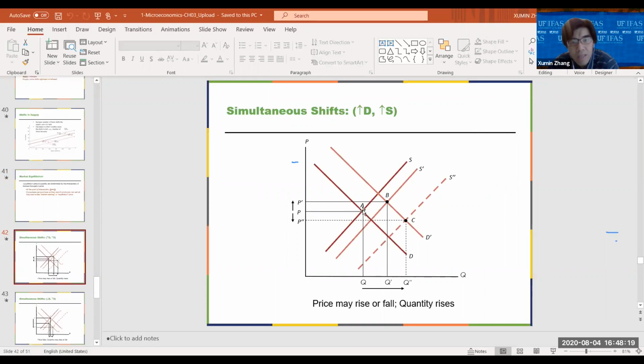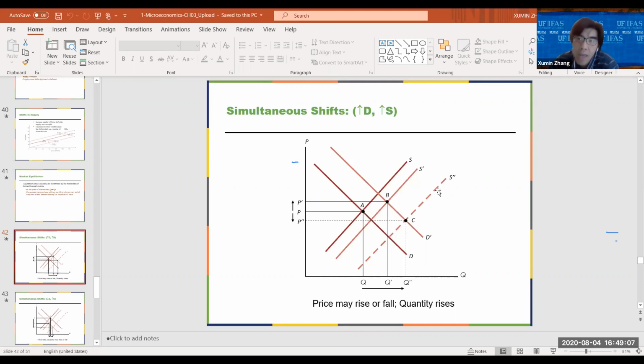If we have A, let's say the first equilibrium, we can have the demand curve shift, and we can also have the supply curve shift. In this case, demand increases and the supply increases, and then we get to B. The price increases and quantity increases, but it is not necessary, because if the supply increases more, you see that point C ends up lower than the original P. So it depends on who is shifting more.